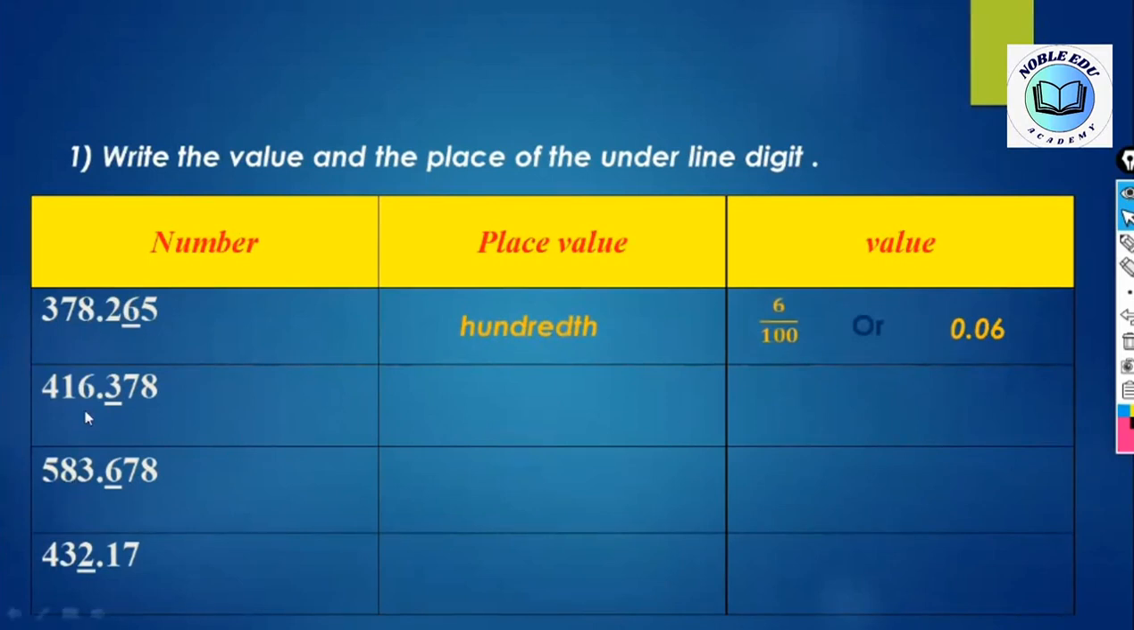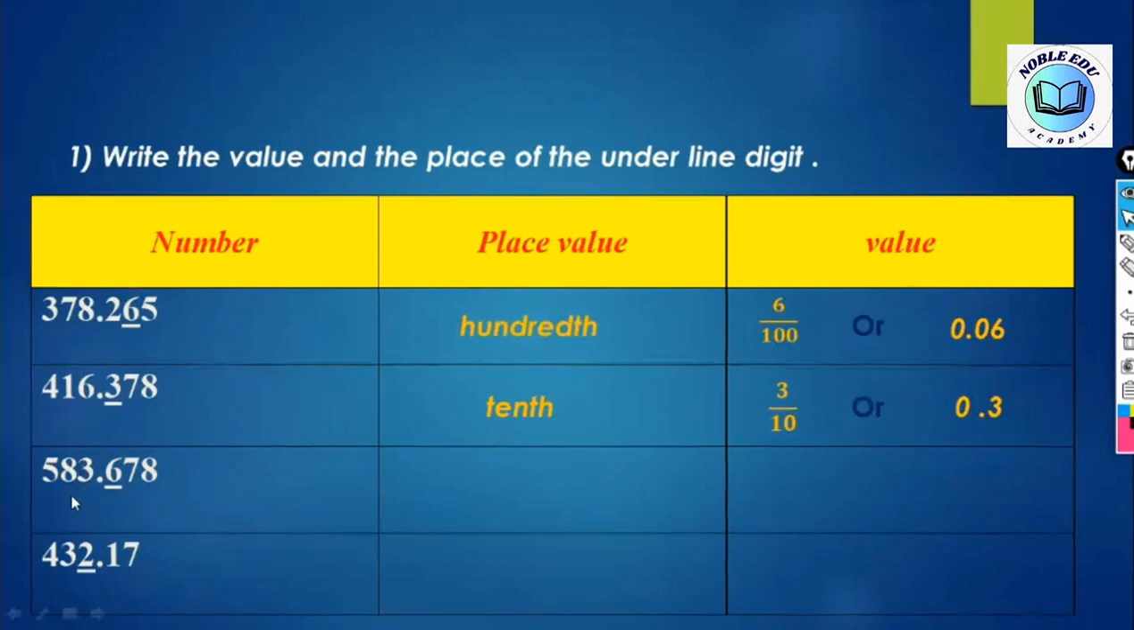Okay, next one, I have the number 3. So the 3 here, in a decimal number, is called tenths. Write tenths here, and it means 3 over 10. The value equals 3 over 10, or you can write 0.3.